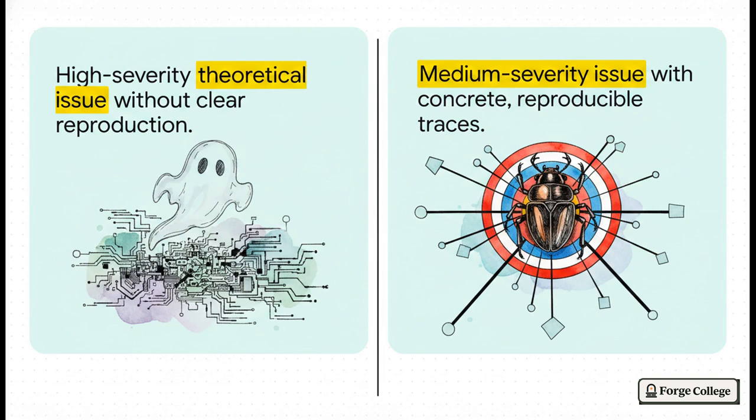Well, the highly reproducible medium-severity bug actually demands a higher operational priority. Why? Because an unprovable theoretical flaw is basically just a ghost. But a reproducible medium bug, that is a real threat actively sitting in your code right now. So prioritization is really this mix of both potential impact and concrete exploitability.